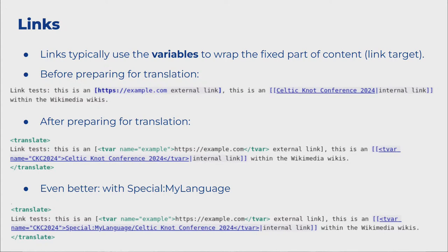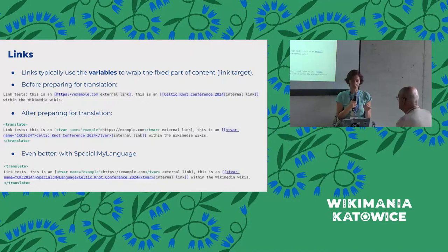And when we're using an internal link, for example, to another meta page, what is nice to do is to use the special my language prefix. So it would link the person to the version of this target page that would be in their language, or at least in the language of their interface, if I remember correctly, which is usually the language that they are also reading in at that moment.